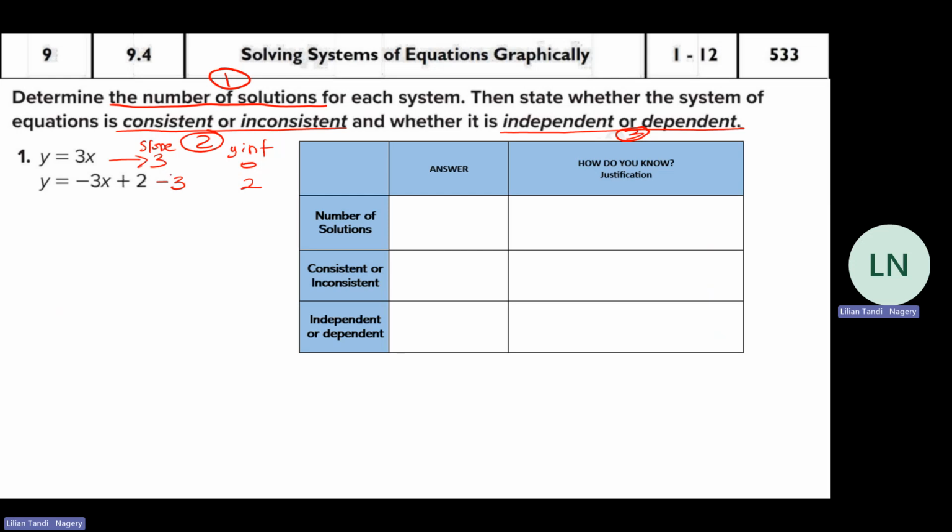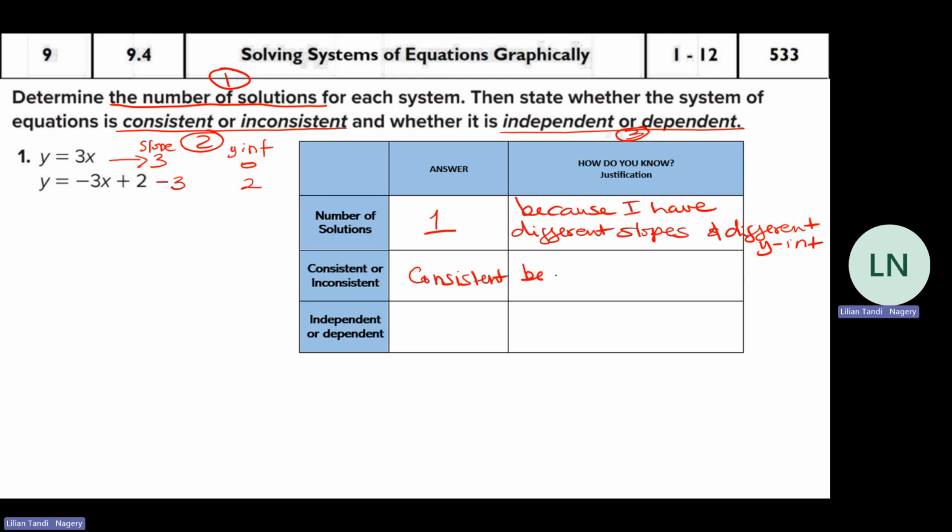So what do you notice? The slopes are different, the y-intercepts are different. So that means you have one solution, because I have different slopes and different y-intercepts. Now, because you have a solution, you must be consistent. And if you're consistent, it is because you have a solution.